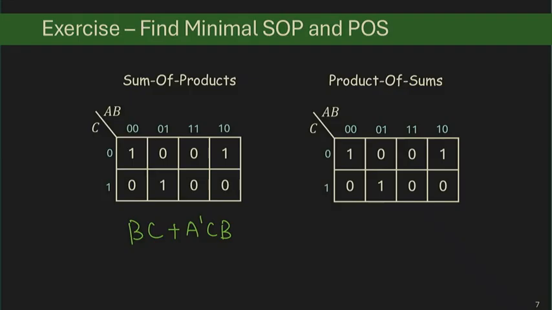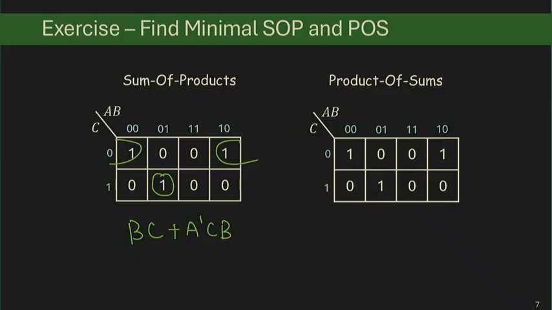So let's verify this solution. A prime CB happens when A equals 0, B equals 1, C equals 1, so it's this minterm. For sum of products, we're looking for ones. We're trying to take the summation of all the ones to construct a function. That's the singular one, and we just have this group of ones. They have wraparound adjacency.